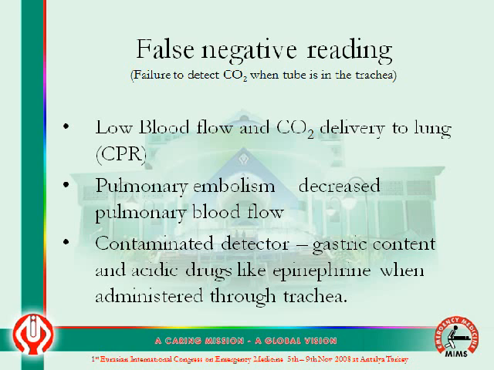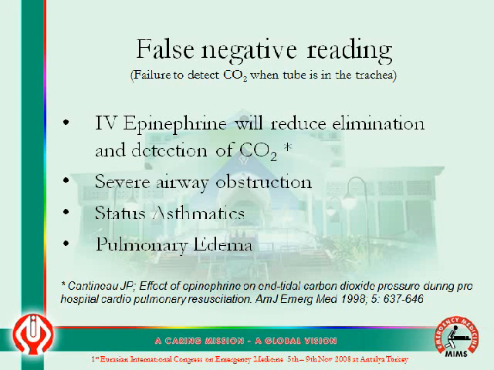Sometimes it may produce false negative readings also. A false negative reading means failure to detect carbon dioxide when the tube is in the trachea. This is usually seen in patients with low blood flow and low carbon dioxide delivery situations, like in cardiopulmonary arrest and in patients on CPR, patients with pulmonary embolism, where blood flow to the lung is decreased. A contaminated detector, like with gastric content, and acidic drugs like epinephrine when administered through the trachea, then false negative results continue.